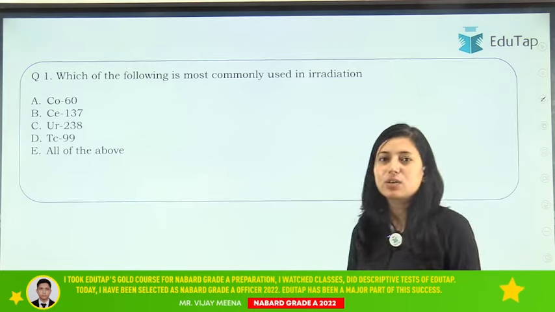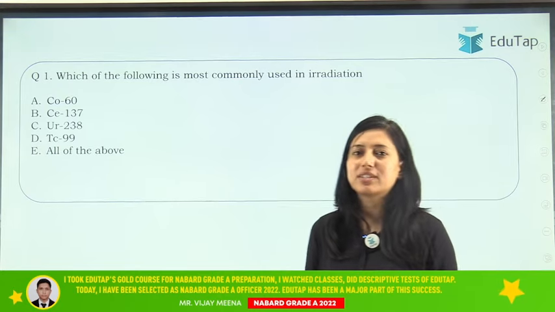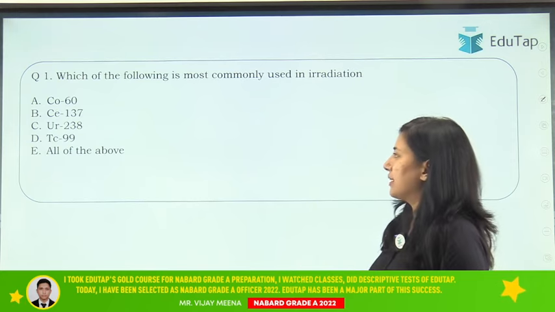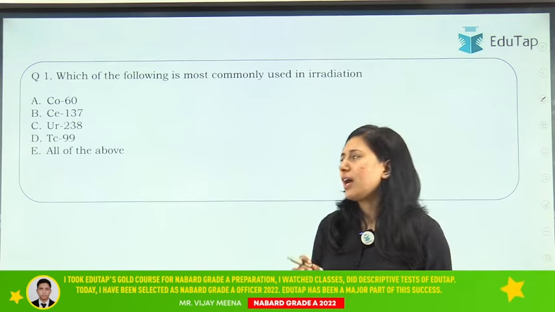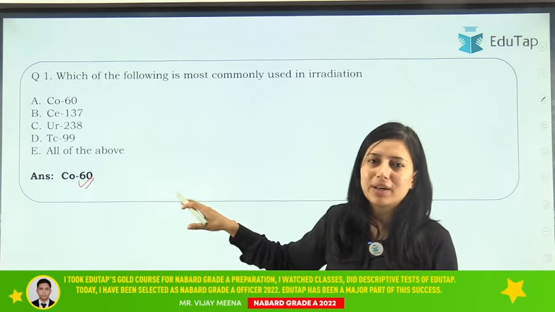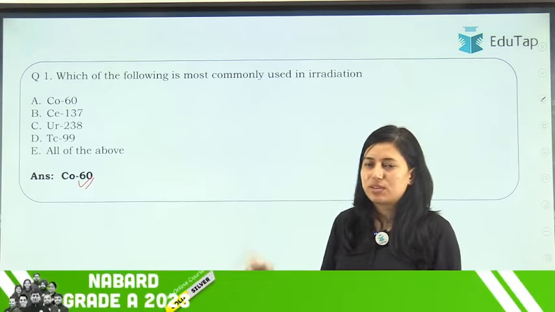Now let us discuss the questions based on whatever we have discussed so far. First is, which of the following is most commonly used in irradiation? I have just discussed this with you, and that is your cobalt 60. Okay, this is the most common source of gamma rays during the irradiation process.